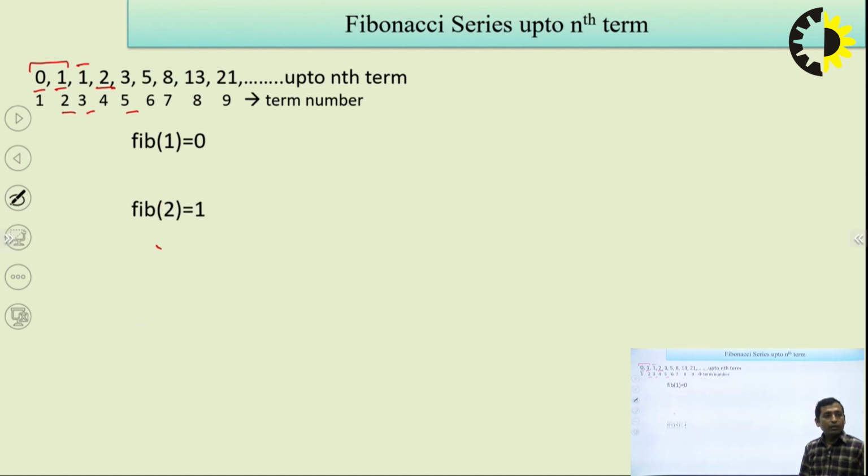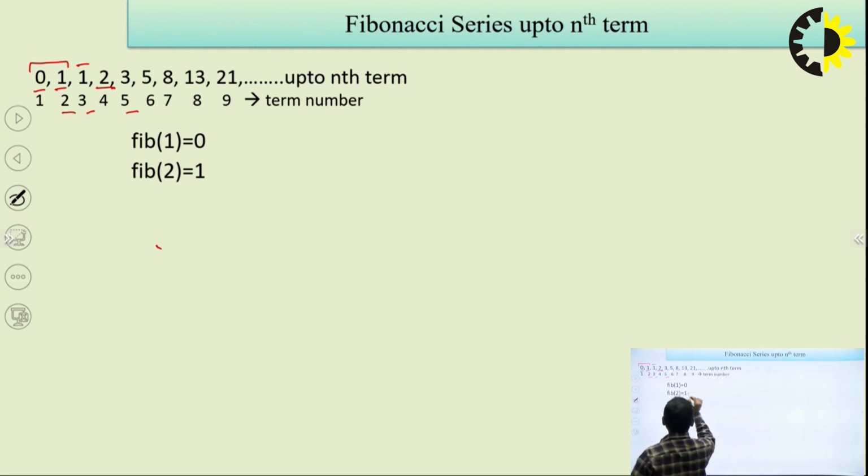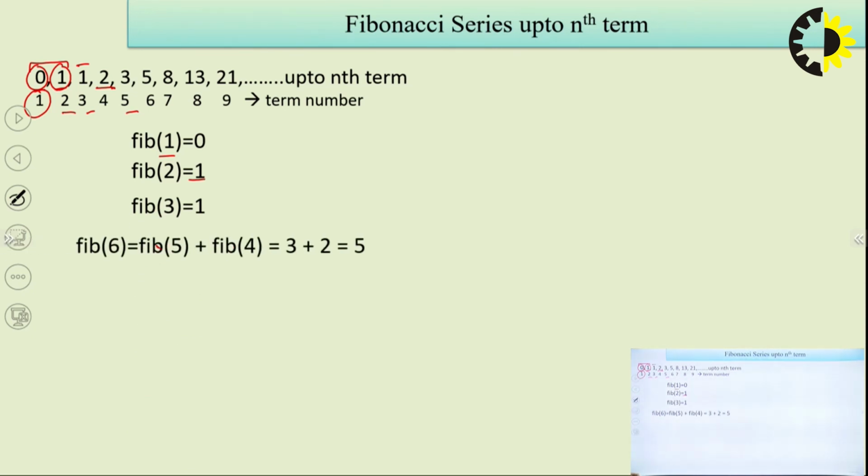Fibonacci of 1 equal 0, where 1 is the term number. Fibonacci of this particular term number is 0, this is fixed. Fibonacci of 2, the second term, is 1, this is fixed. Now Fibonacci of the third term is 1, and so on. Fibonacci of the sixth term equals Fibonacci of the fifth term plus Fibonacci of the fourth term, equal 3 plus 2 equal 5.